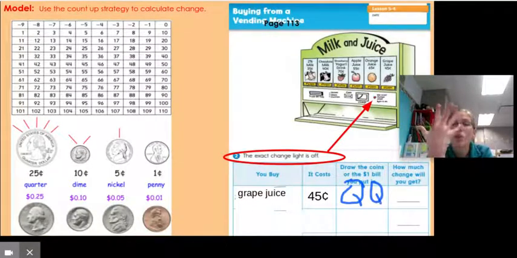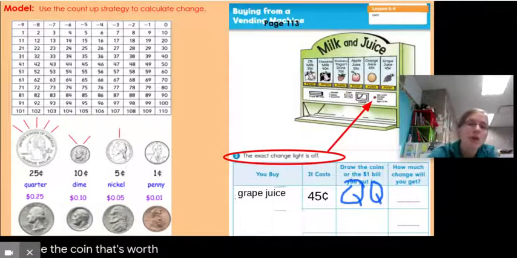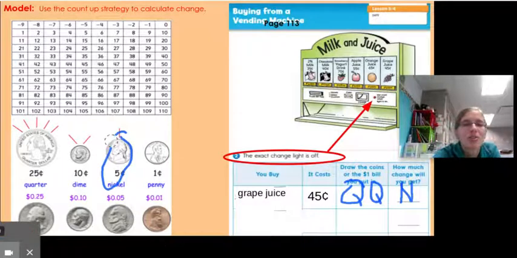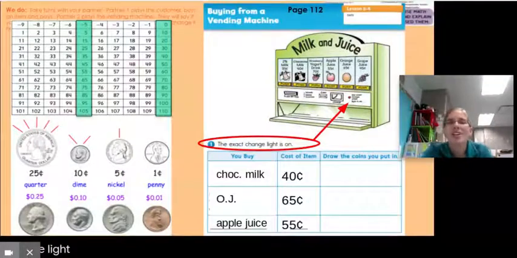It's going to give me the coin that's worth 5. And we just talked about the coin that is worth 5 is a nickel. So I will get a nickel back in change. Nice job, boys and girls, following along. All right, now let's try these together.